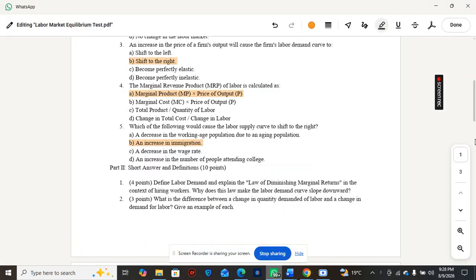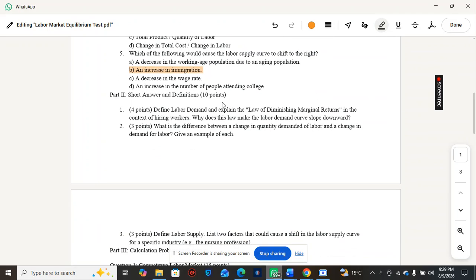Okay, so we're looking at this next question here, which says: define labor demand and explain the law of diminishing marginal returns in the context of hiring workers. Why does this law make the labor demand curve slope downwards? So we're talking about in the context of hiring workers.